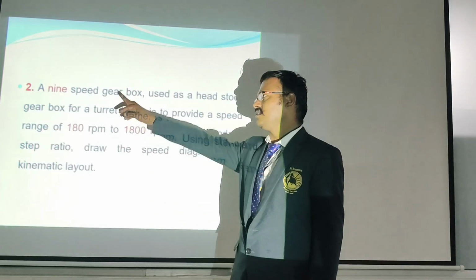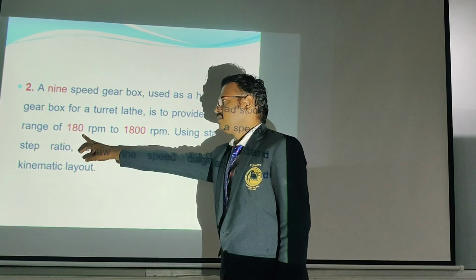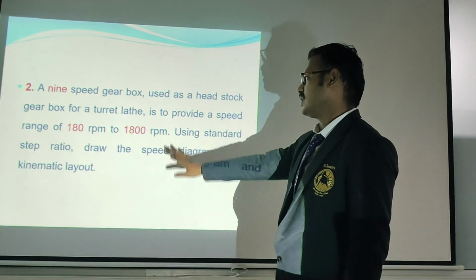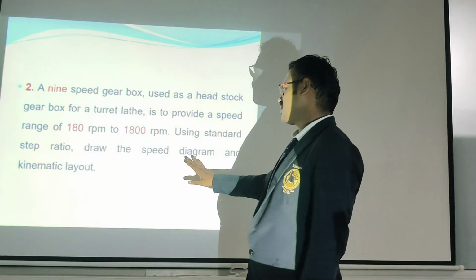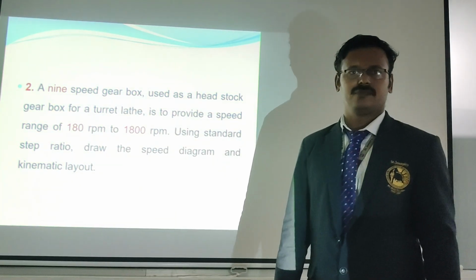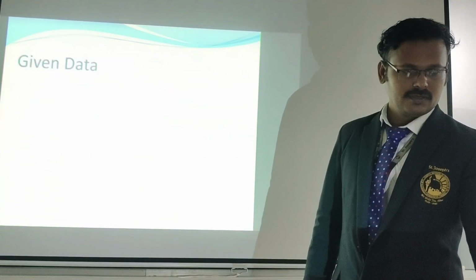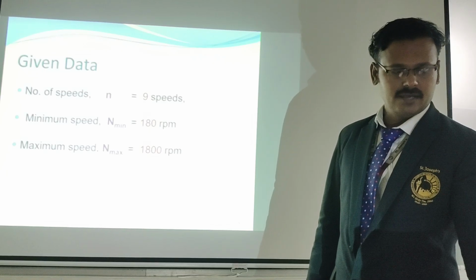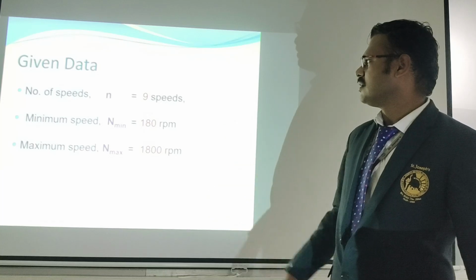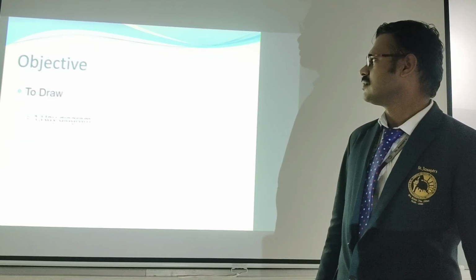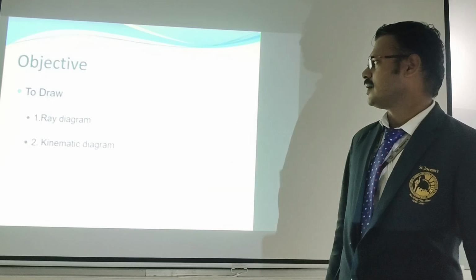So they have mentioned the number of speeds as 9. Then they have given minimum RPM as 180, maximum RPM as 1800. So for this, we need to draw the speed diagram and kinematic layout. So it is the given data. So the objective is the ray diagram and kinematic diagram.